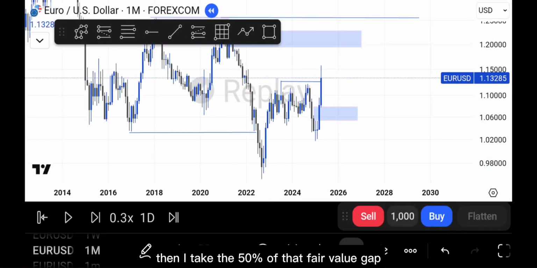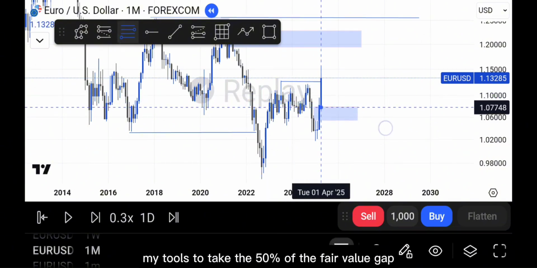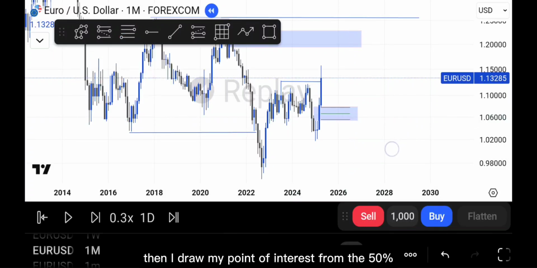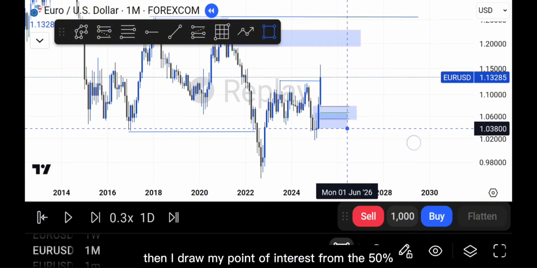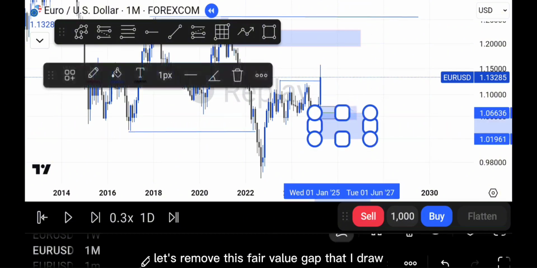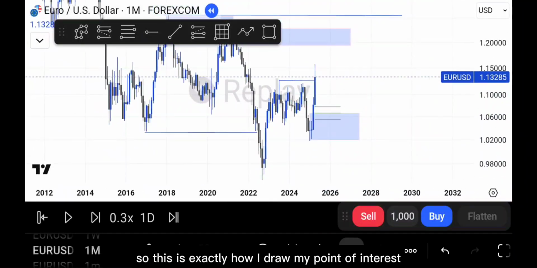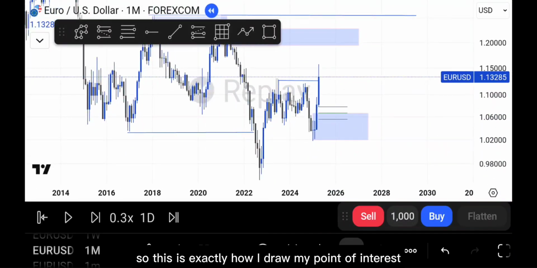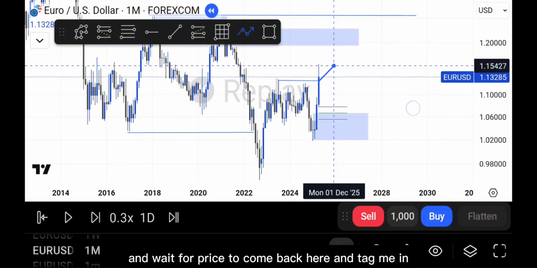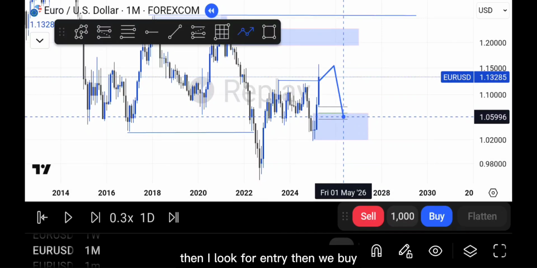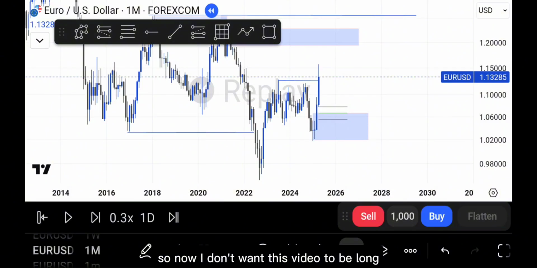Then I take the 50% of that fair value gap. I use my tools to take the 50% of the fair value gap. Then I draw my point of interest from that 50%, covering the low of the candle. Let's remove this fair value gap that I drew. So this is exactly how I draw my point of interest. What I will do is be patient and wait for price to come back here and tag me in. Then I look for entry, then we buy.